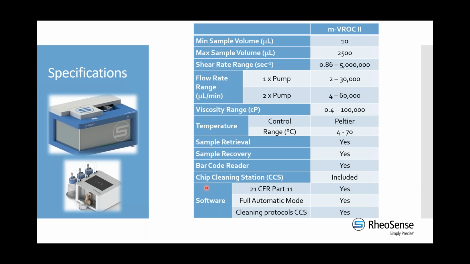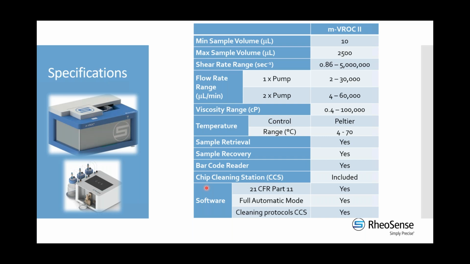Since for today's webinar our focus is on m-VROC 2, I summarized its specifications and listed them in this table. Today, I am glad to officially announce that the minimum sample volume has been reduced to 10 microliters, which is the lowest among all the Rheosens viscometers. The minimum sample volume on m-VROC 2 used to be 15 microliters, but now we can measure viscosity with high repeatability with only 10 microliters of sample. So if you have costly or limited quantity of sample, then m-VROC 2 can fit your requirements.